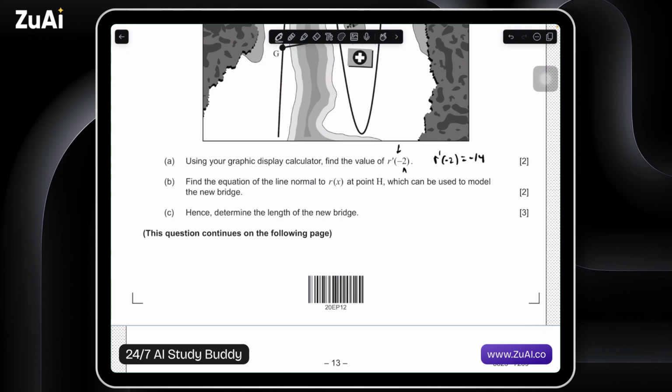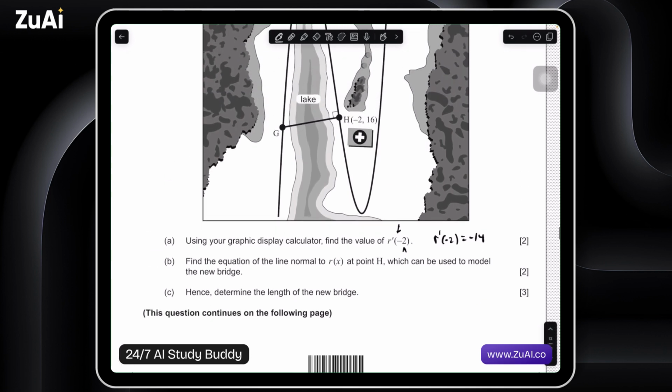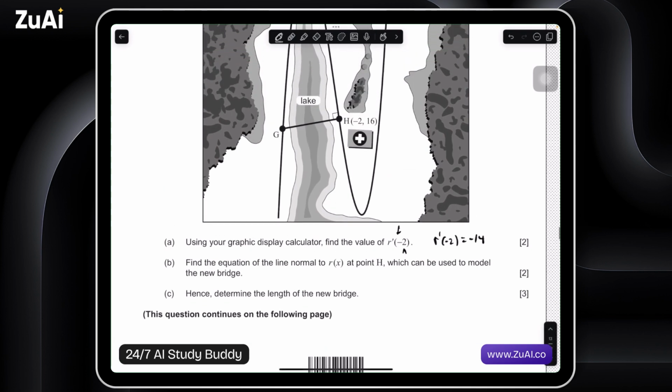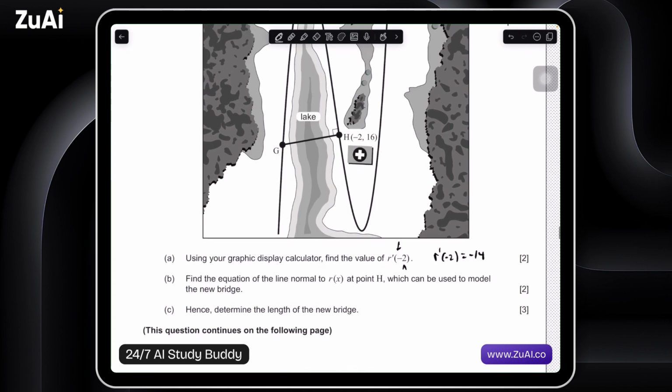Let's go on to part B. So going back to the document, it asks us to find the equation of the line normal to r of x at point H, which can be used to model the bridge. So we want to find this equation that is normal, at a right angle, to r of x.